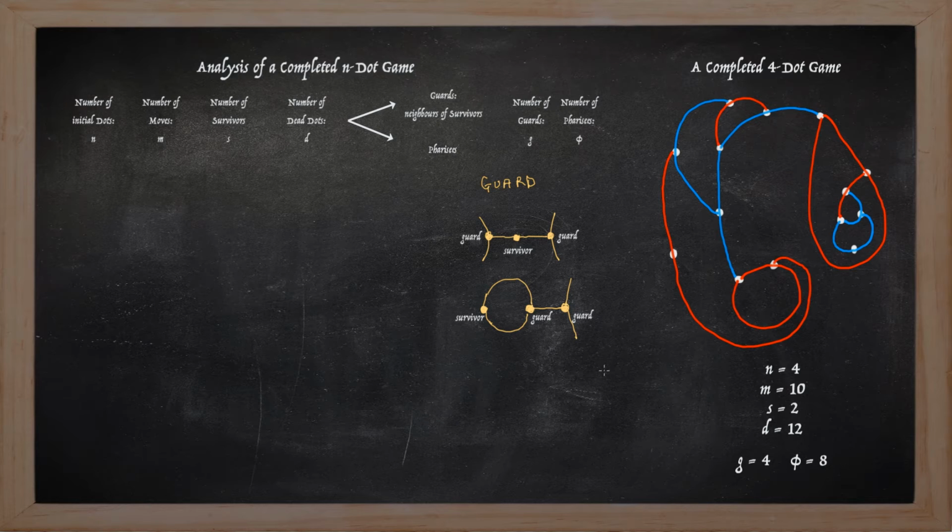So let's now attempt to gather a lot of these ideas together. So we're looking at a completed game that we started off with n dots. Now each move in this game will produce a new dot. So by the end of the game, because there were m moves, there'll be n plus m dots. And we've discovered that some of them are alive, that's the survivors, and the rest of them are dead. And we've also established that the dead dots at the end of the game are of 2 types. They're the guards, there's G of them, and there's the Pharisees, phi of them. And remember that each survivor has 2 guards attached to it. So the number of guards must be twice the number of survivors.